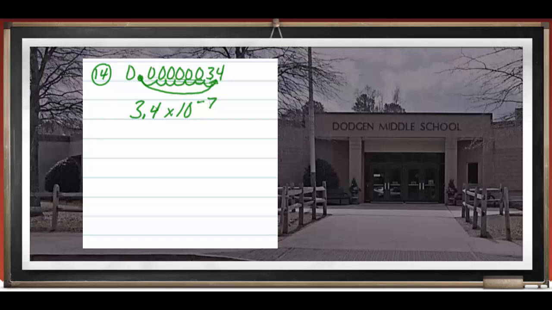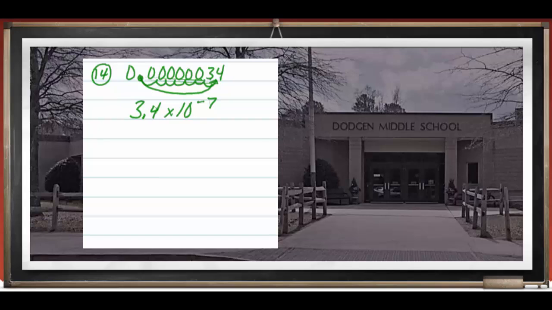Now, an easier way to keep track of whether or not I'm going to have a positive power or a negative power, if it's a really big number, like in problem 13, it's going to have a positive power. If it's a really small number, like in problem 14, it's going to have a negative power.